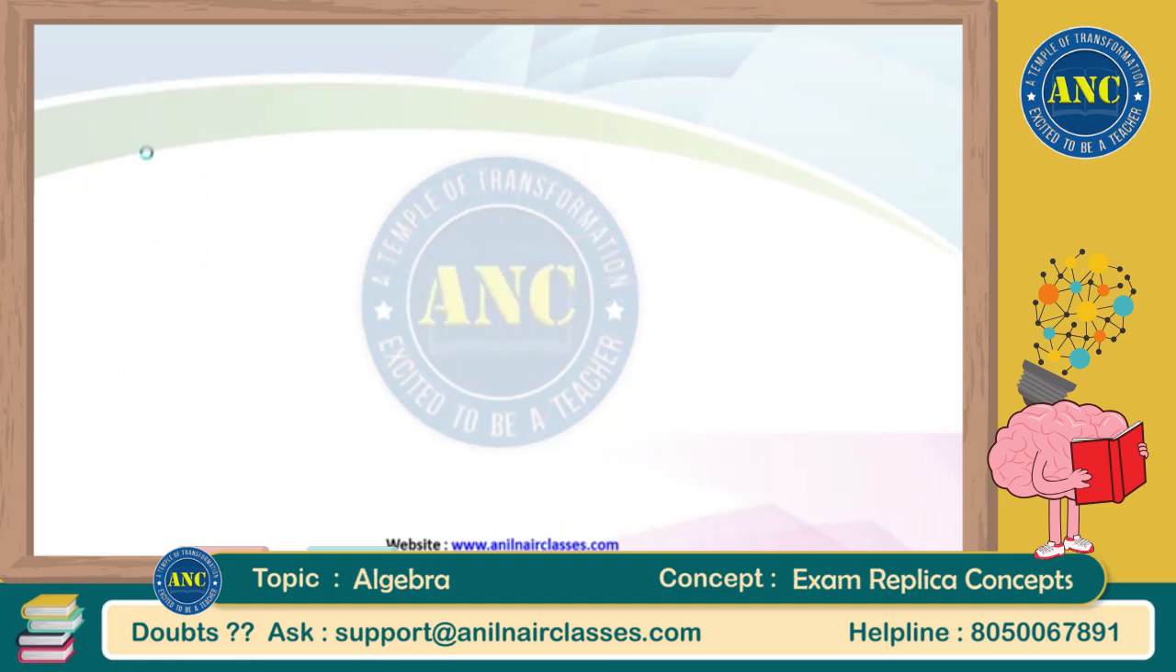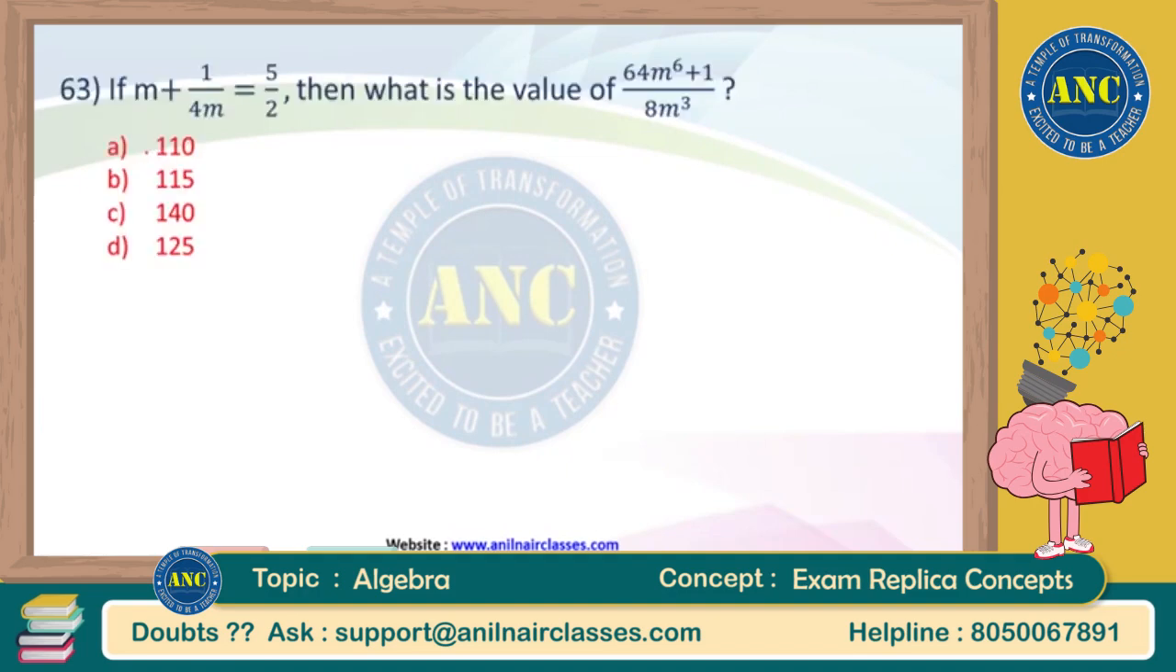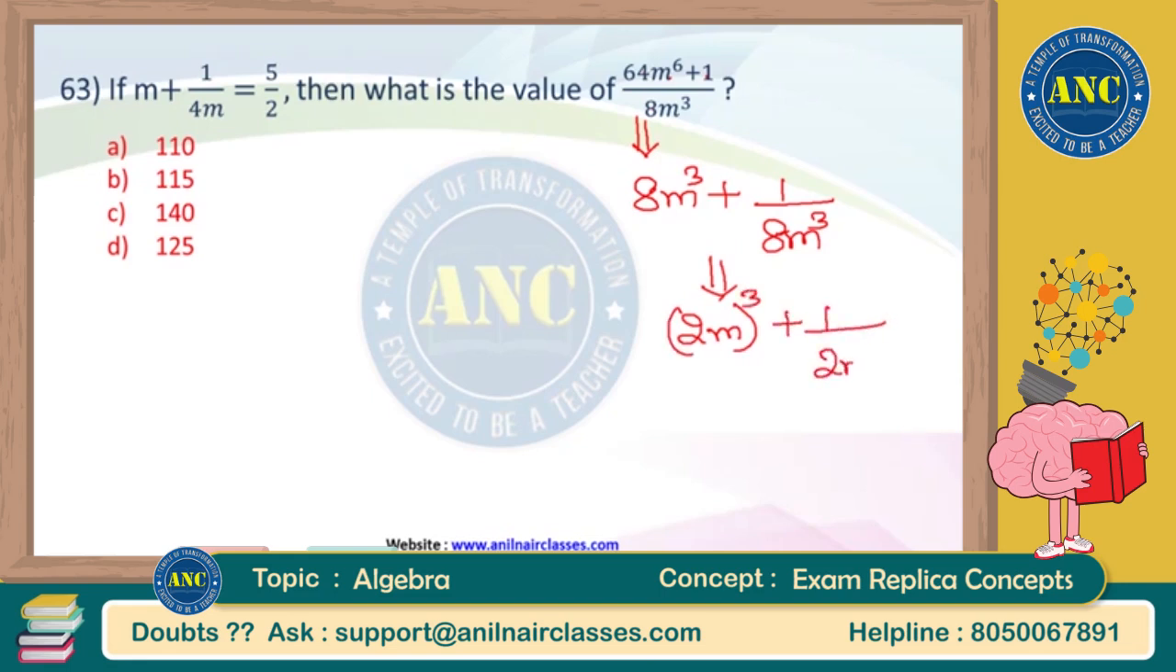See the next question. Question number 63. Pretty much similar to my previous questions. This is what we need to find. Let us not waste too much time. 64 by 8 is 8. m power 6 by m power 3 is m power 3. Plus 1 by 8 m power 3. Further can be reduced as 2m whole power 3 plus 1 by 2m whole cube. This is what they are asking you to find.